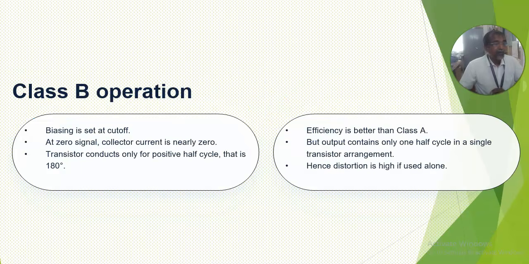Class B operation: biasing is set at cutoff, so at zero signal the collector current is nearly zero. The transistor conducts only the positive half cycle, that is 180 degrees. The efficiency is better than Class A, but the output contains only one half cycle in a single transistor arrangement. Hence distortion is high if used alone.